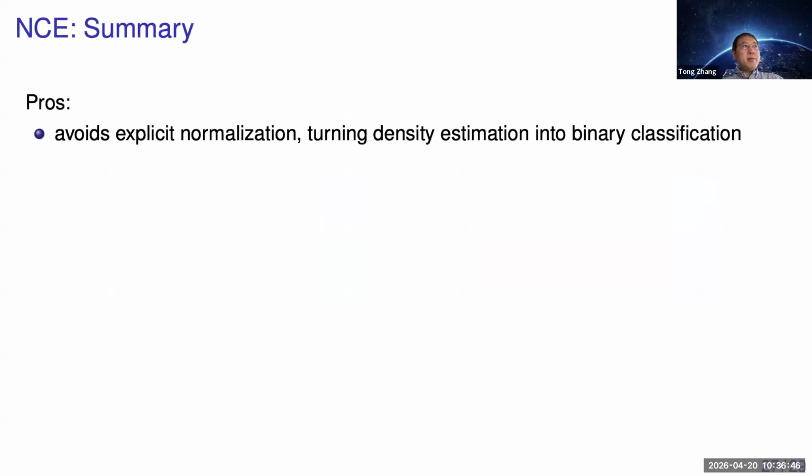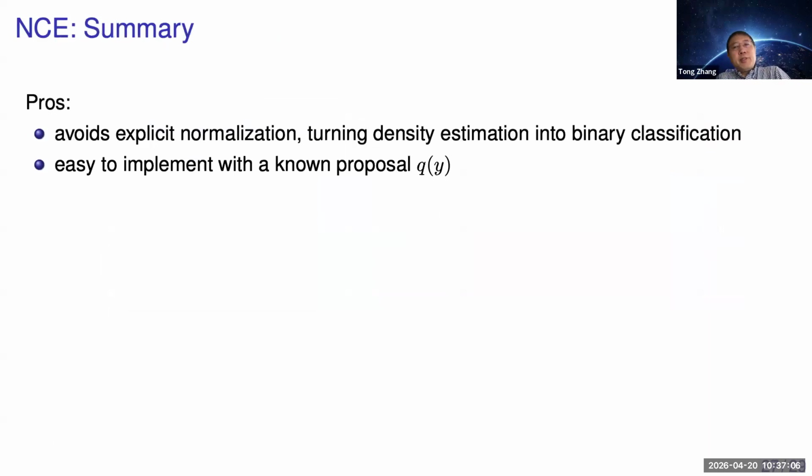Okay. So if I want to say what the issues are, the pros of course is no explicit normalization. It turned density estimation into binary classification, and turned the normalization into a learnable parameter. So this is a nice trick. You can ignore this normalization once you turn it into binary classification. It's very easy to implement. You just need to implement the BCE loss, right? With a known proposal. So basically, these are the advantages.